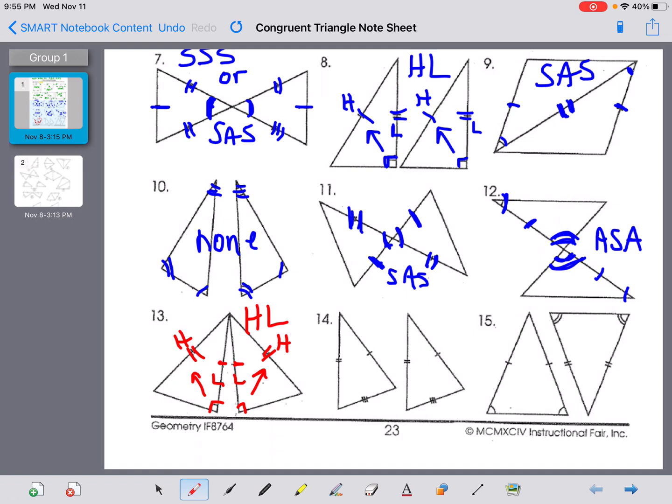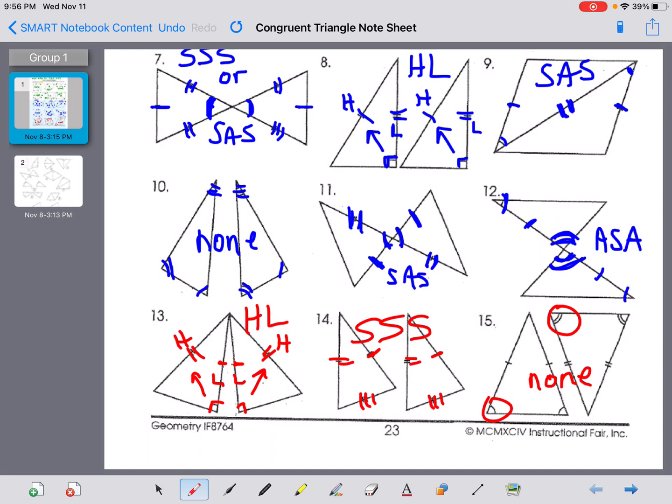All right, how about on 14? Sides match, sides match, sides match. How about a little side, side, side work on that one? And the last one on this side, well, be careful. My angles don't even match. So if my angles don't even match, there's no way we could have anything. So this one's going to be a none.